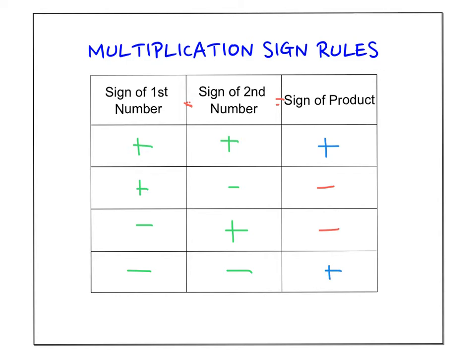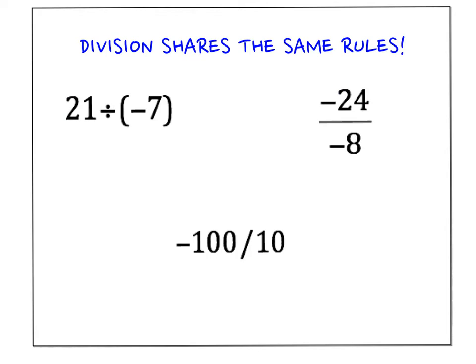If we remember, the ones that have the same sign, so here and here, give you a positive product, whereas if they have different signs, like the two rows in the middle, they give you a negative product. The good news is that division shares the same sign rules as multiplication, so there aren't new rules that we have to remember. We're still looking at what signs of the numbers you have, and are they the same or are they different?